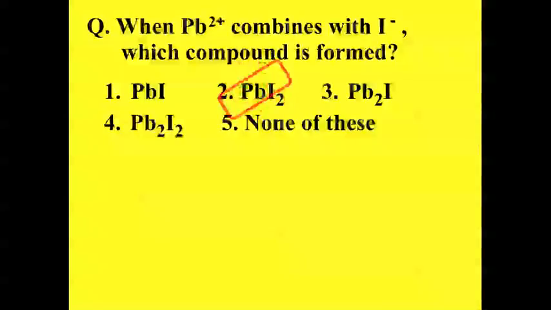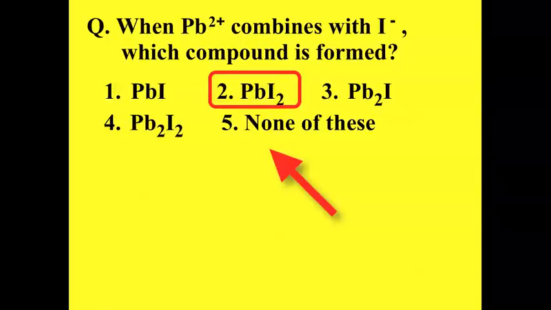And the substance is, of course, PbI2. Of course, you need two negatively 1 charged ions to balance off or end up forming a neutral compound with one positively 2 charged lead ion. So the formula would be PbI2, 2 I's for every 1 Pb. If you didn't get that right, you may want to go back and review balancing of ions and forming formulas for ionic compounds.